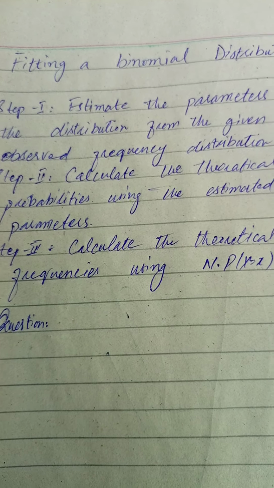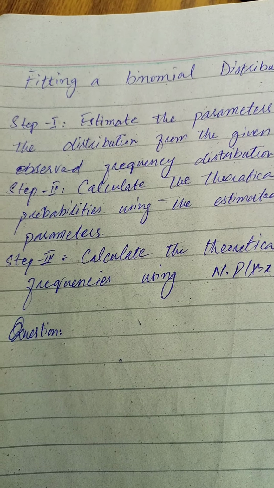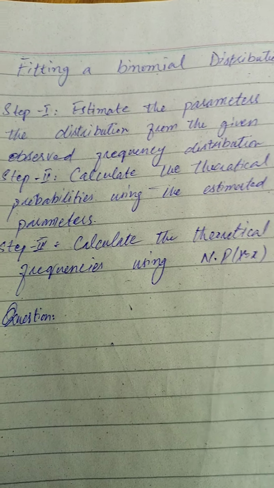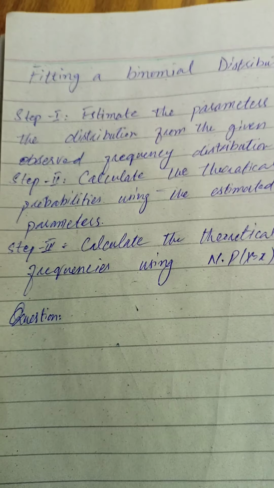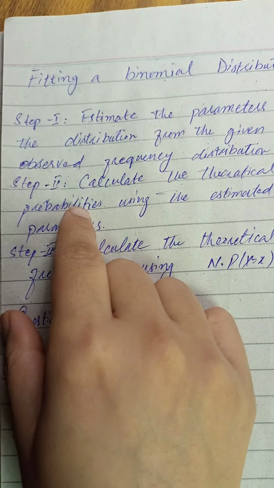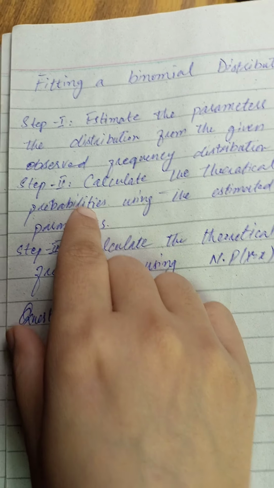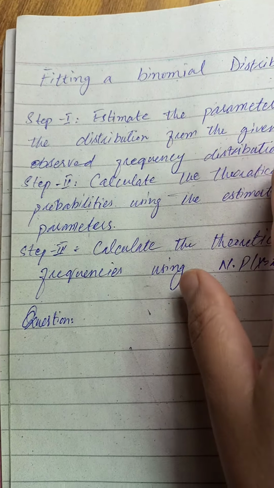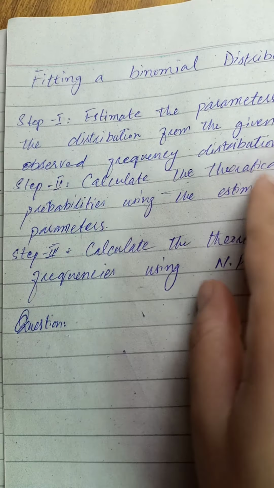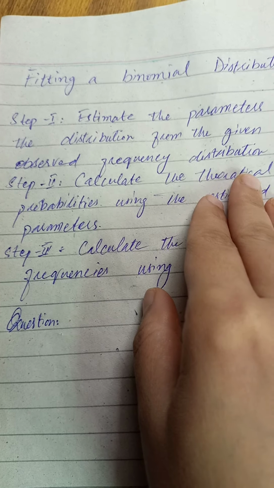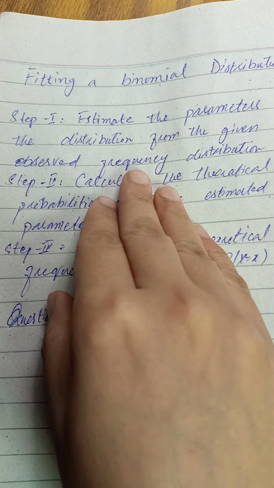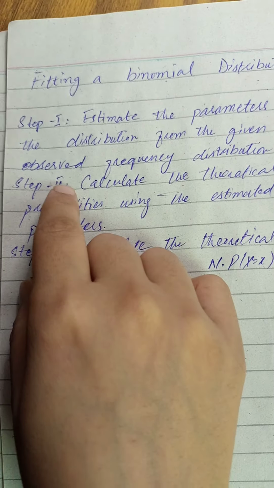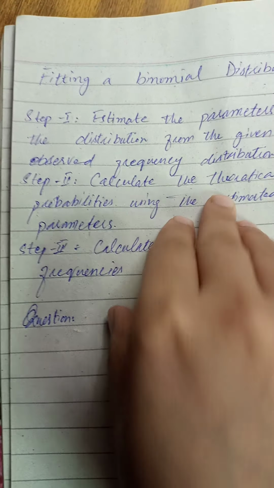Assalamualaikum. In this video, we are going to discuss the fitting of binomial distribution to a given observed frequency distribution. In fitting a binomial distribution, the first step is to estimate the parameters of the distribution from the given observed frequency distribution. So first of all, we have to estimate n and p based on the observed frequency distribution. How can we do that?